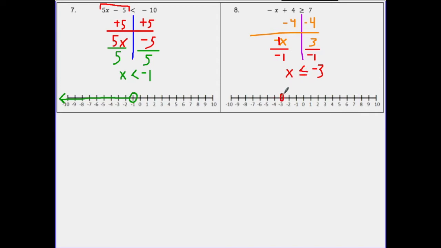So that means we're going to draw our circle at negative 3 on the number line and fill it in. Remember, if you're having trouble seeing your circle, make your circle bigger so that we can see it well. Less than, we're going to go to the left.